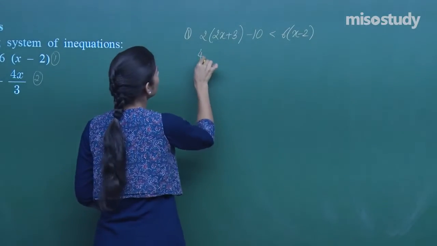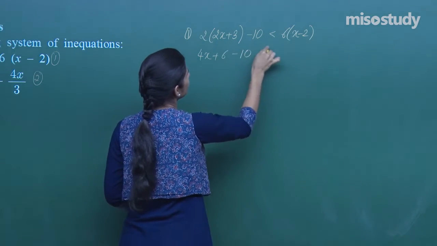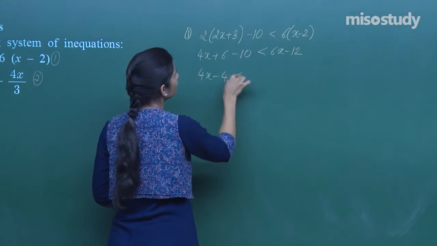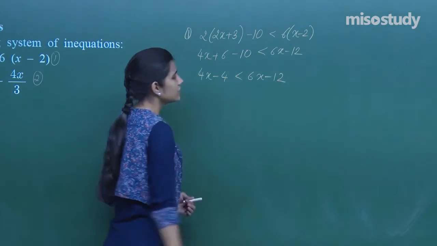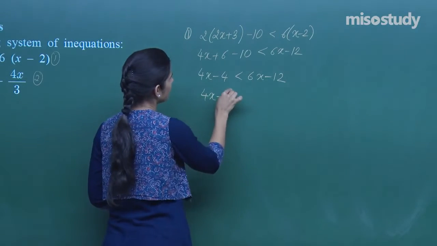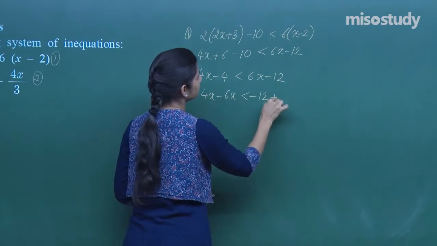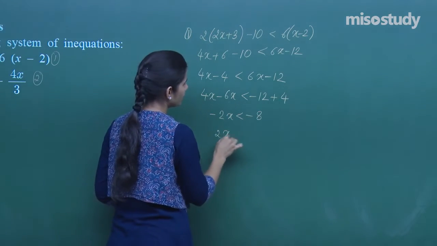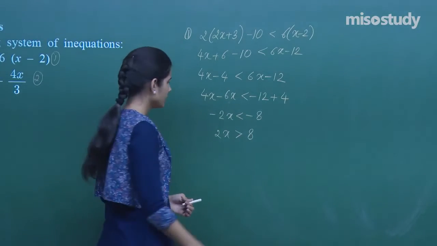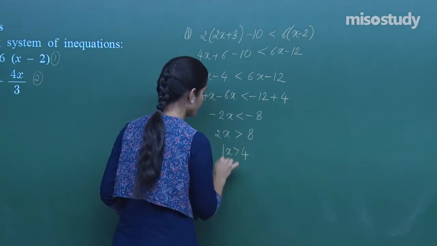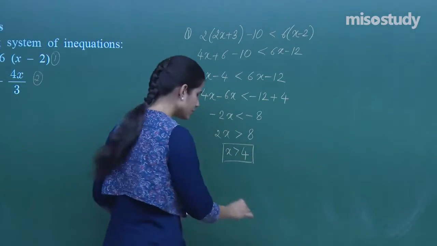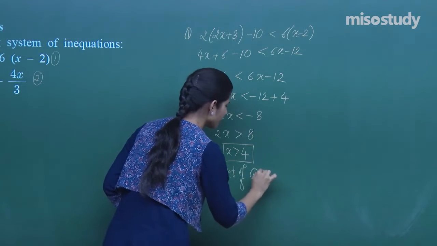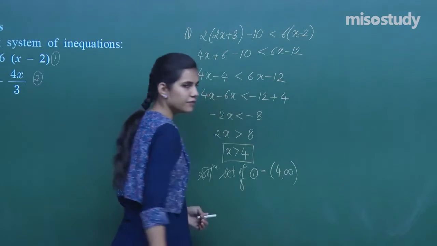Sort this out: 4x plus 6 minus 10 is less than 6x minus 12. So 4x minus 4 is less than 6x minus 12. I can just bring the x's together. This gives you minus 2x is less than minus 8, or 2x is greater than 8. This gives me x is greater than 4. So the solution set of the first inequality is (4, infinity).